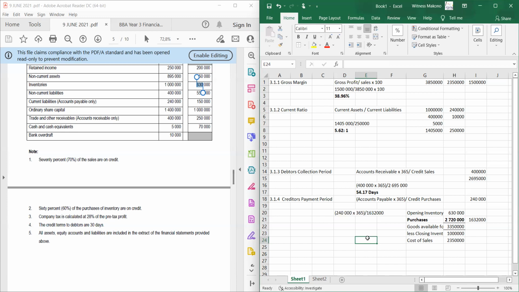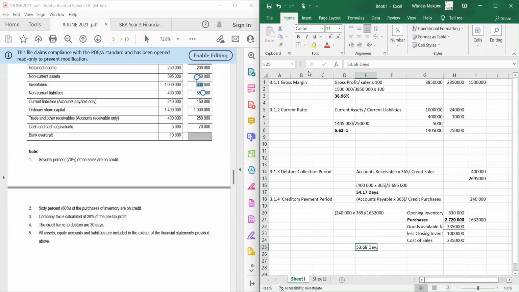Okay, so let's do our calculation here. This is where the test was, to calculate your purchases. So you say 240,000 multiplied by 365 divided by 1,632,000. You get 53.67, 53.68, because if you round it off, you see why we are rounding, because we have been told that we should round to 2 decimal places.